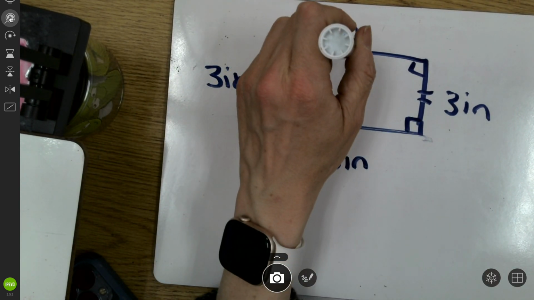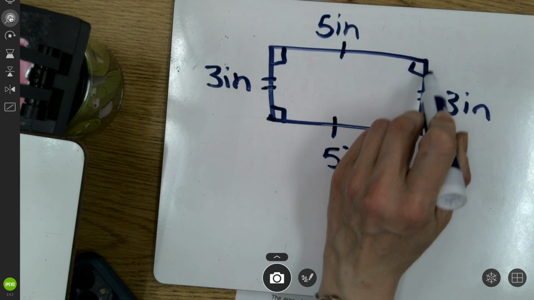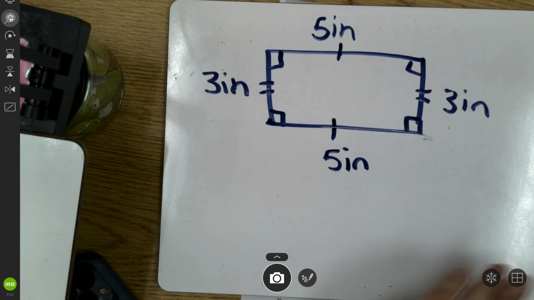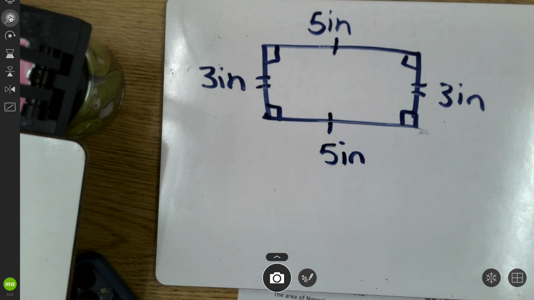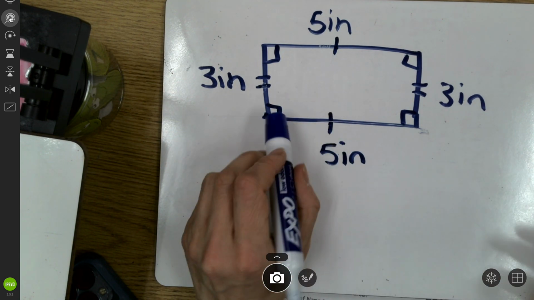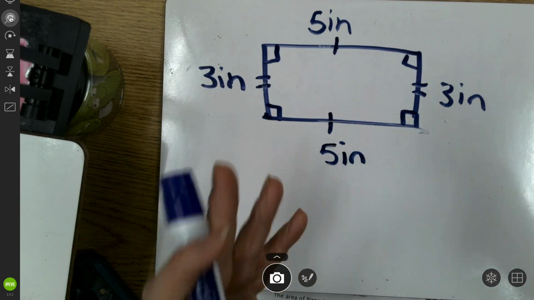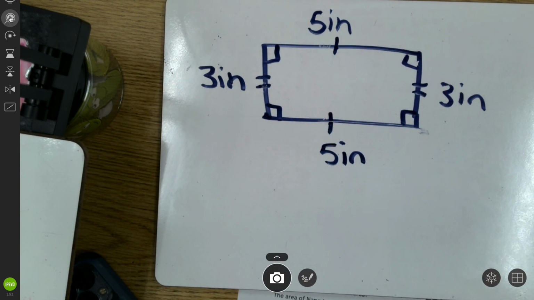So again, the opposite sides are equal, 5 inches, 5 inches, 3 inches, 3 inches. The length is the longer side, the width is the shorter. So when we solve for perimeter, we add up all the sides. So think about it. Dora Doodle's dad works construction, and you hire him to put a fence around your yard. You have to tell Mr. Dora Doodle the perimeter of your yard so he could bring enough fence material to close off your whole yard.